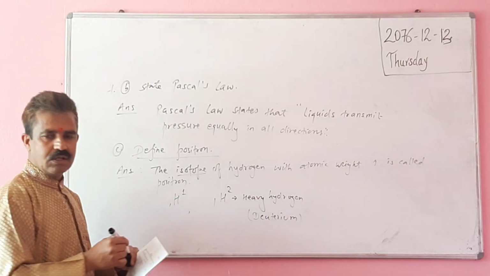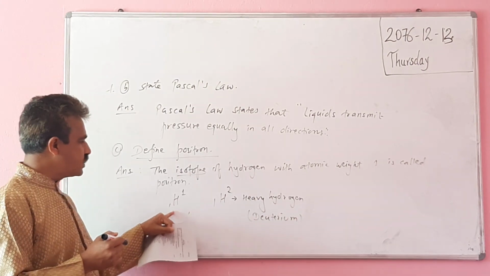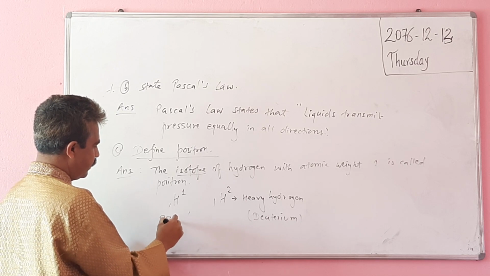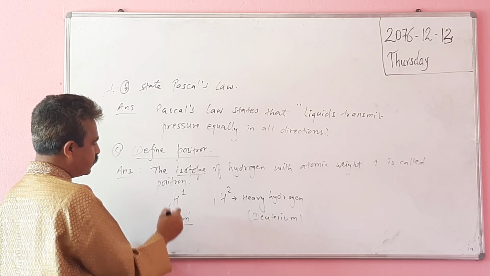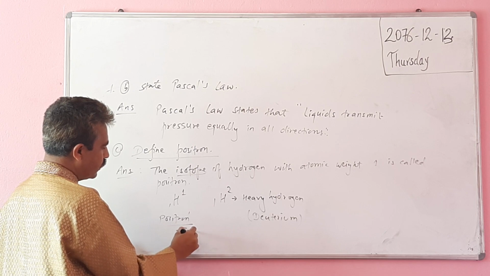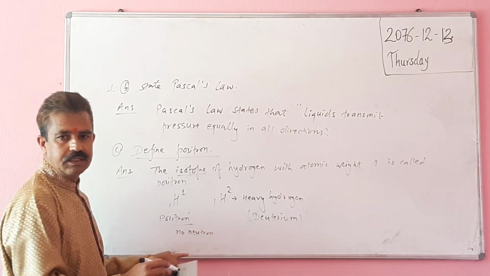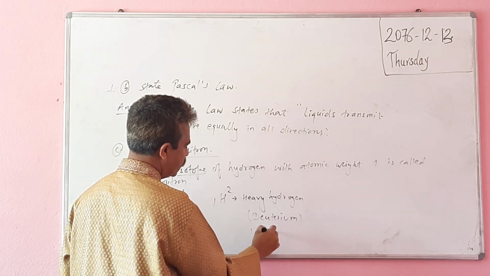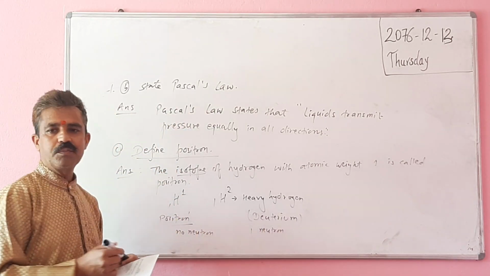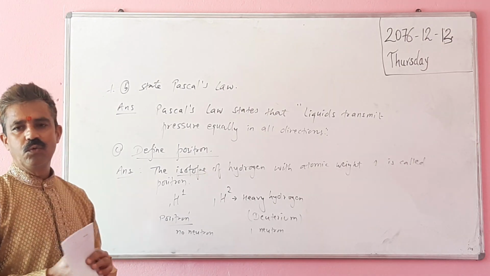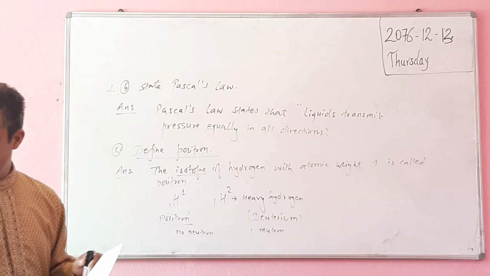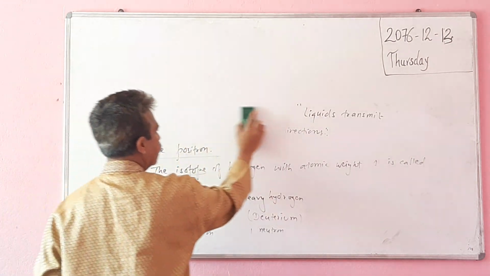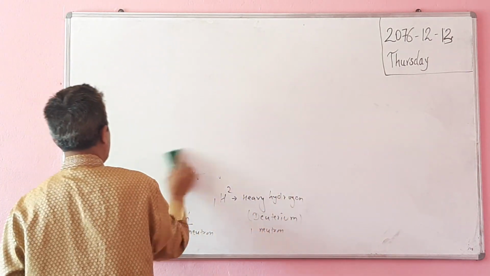Now the question arises, what is the difference between positron and heavy hydrogen? This is positron. Positron has no neutron, but heavy hydrogen has 1 neutron. And the number of protons and number of electrons are 1. Okay, that is positron. We have gone up to 1b, and 1c also discussed.